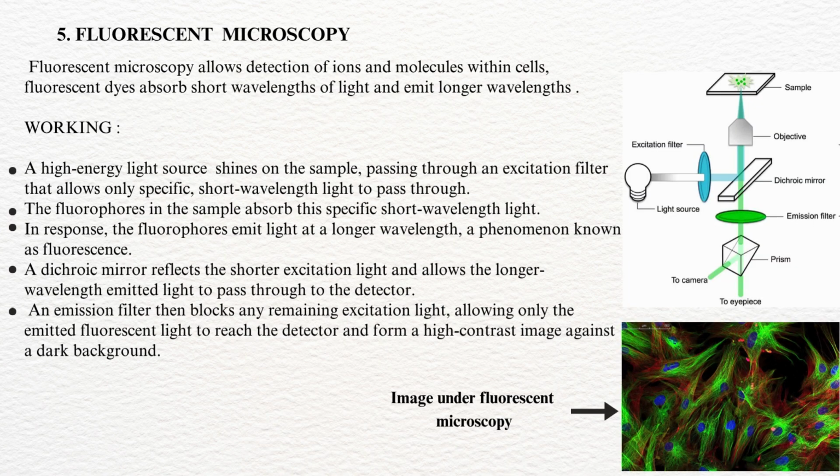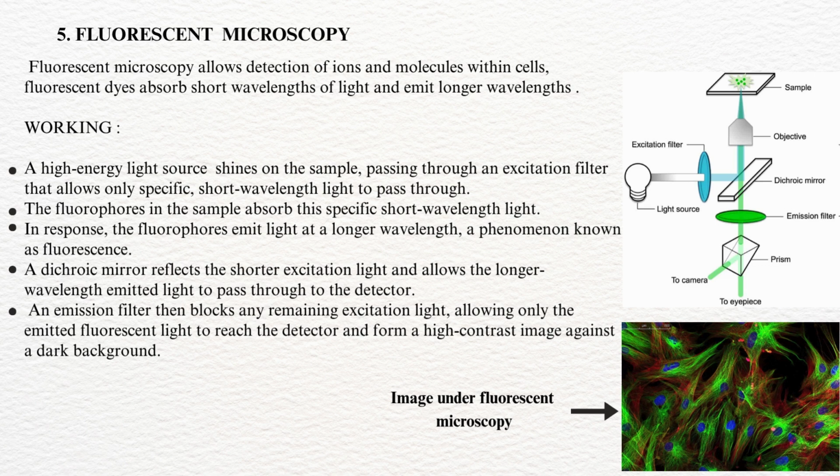The next type of microscopy we have under light microscopy is the fluorescent microscopy. Fluorescent microscopy allows detection of ions and molecules within the cells. Fluorescent dyes absorb short wavelengths of light and emit longer wavelengths.